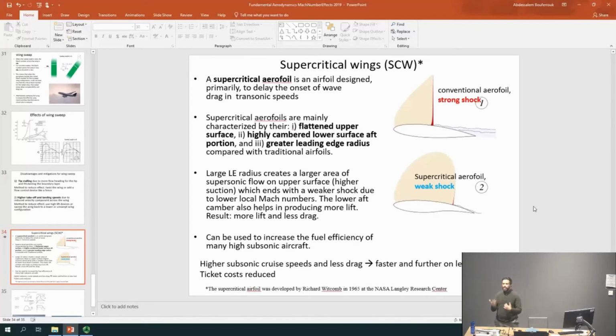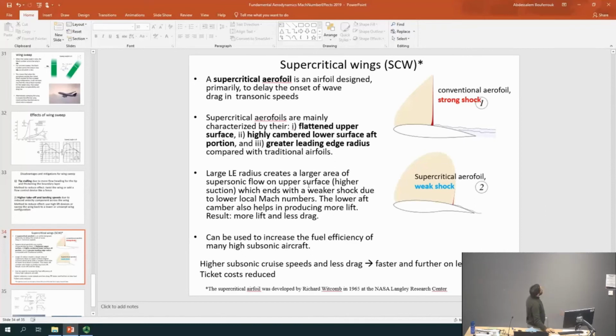You may not appreciate why those characteristics, but honestly, they try to do exactly what I've been saying, which is basically reduce the effects of shock, and try to delay the drag increase, the sudden drag divergence that we see on normal wings. So these combined design changes apparently lead to that.